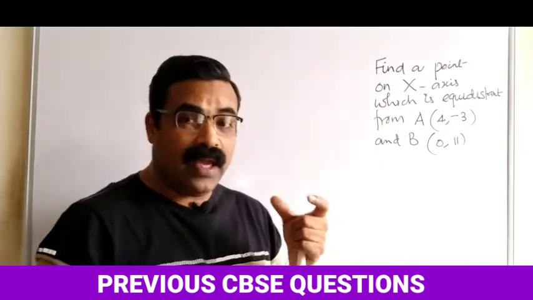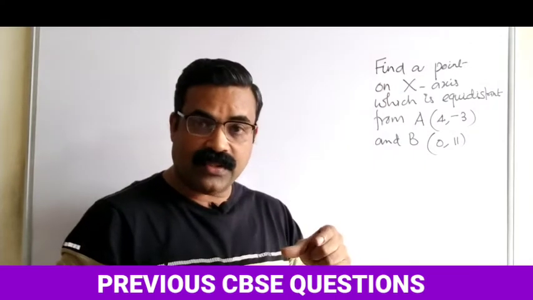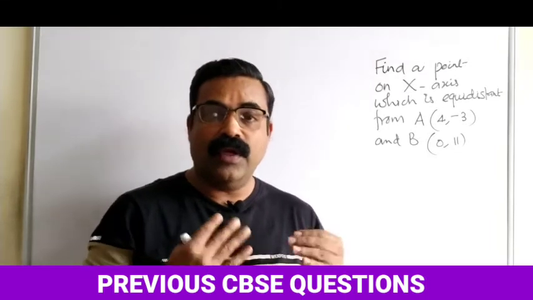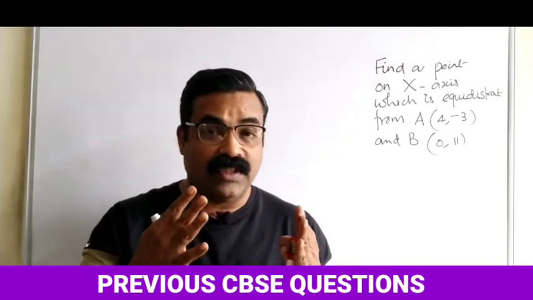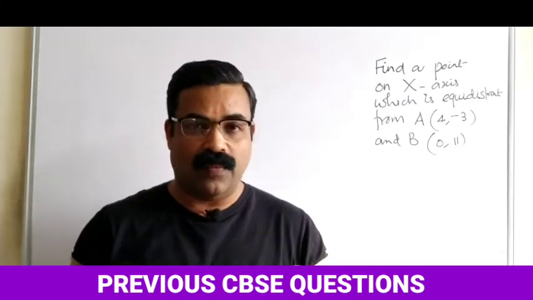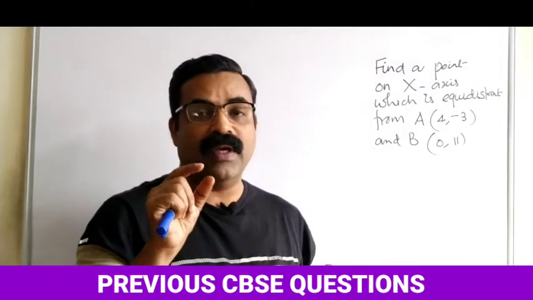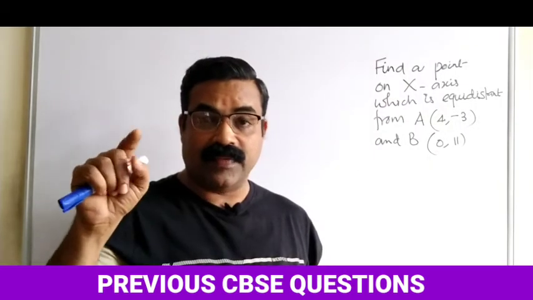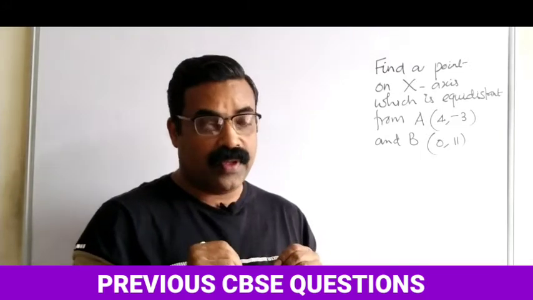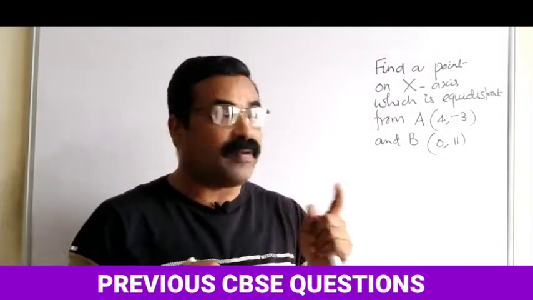Two points are given to you, A and B, and you have to find a point on x-axis which is at equal distance from these 2 given points. So we know, students, any point which is taken on x-axis, its ordinate y value will be 0. Any point you take on x-axis, the y value, that is ordinate, will be 0. So you have to find a point on x-axis which is at equal distance from these 2 points.